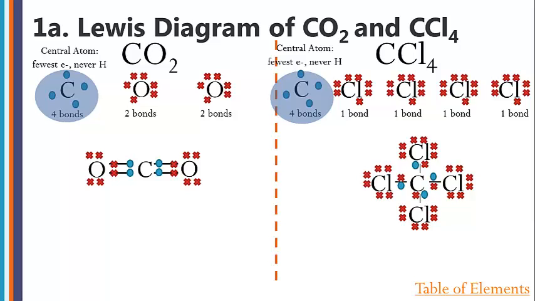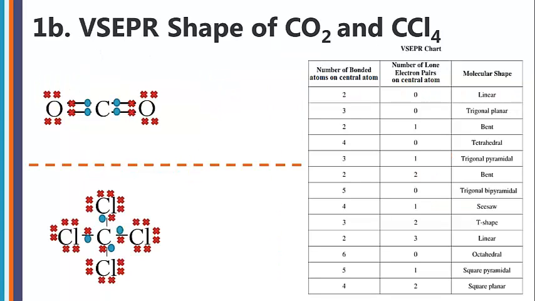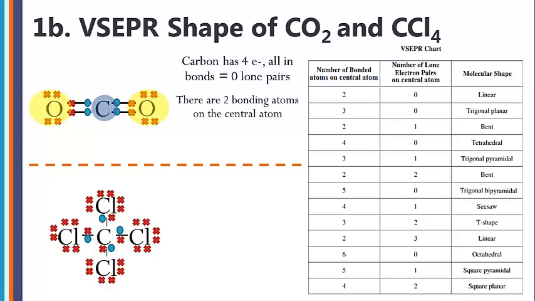Now that I have my Lewis dot structures all drawn out for carbon dioxide and carbon tetrachloride, I can look at the shape of these different molecules. For that, we use VSEPR theory. If we look at VSEPR theory, we have to check the central atom. The central atom is carbon, and it has 4 valence electrons, which are all in bonds. So there are no lone pairs on that carbon. There are 2 bonding atoms attached to that central carbon. If I look that up on my VSEPR chart, I see that that corresponds to the shape of linear.